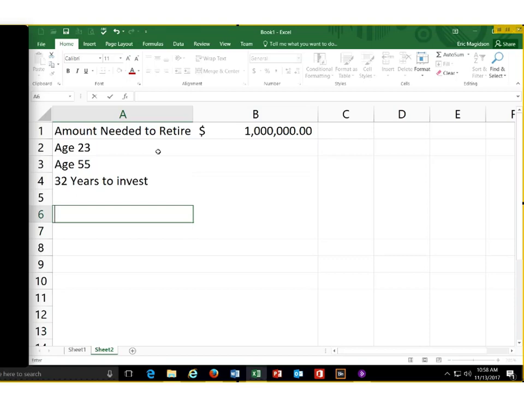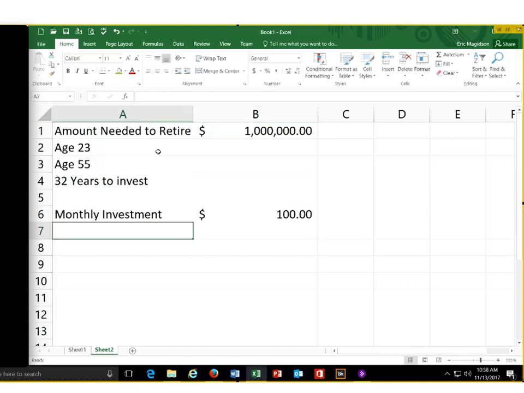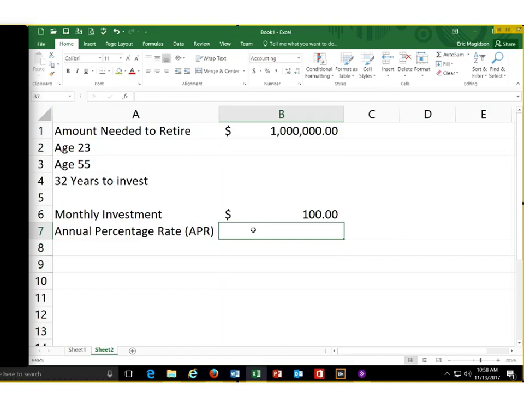Okay? So here's what we're going to do. First of all, we need to know our monthly investment, which we said is how much? $100. Now we need to know an annual percentage rate. What do we call an annual percentage rate? APR. Can you tell me what the heck an APR is? Annual percentage rate. What does it mean? The amount of interest they charge you over a year. It's the amount of interest charged or earned over a period of a year.